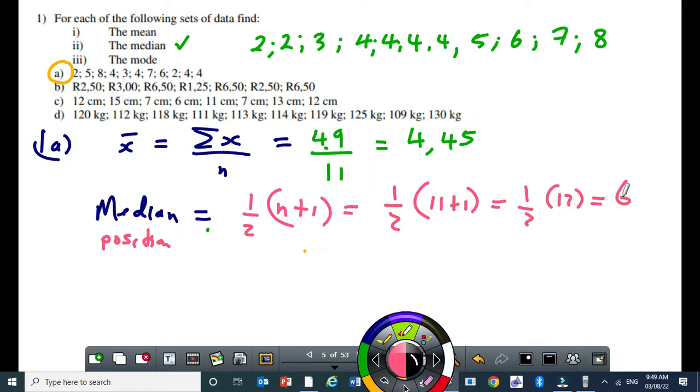So I count here 1, 2, 3, 4, 5, 6. Fortunately, my median is a 4, but there are other values that are also 4s. So in this case it's very straightforward. Yes, the median is a 4. The median is not 6. 6 is the position of the median in the data set. Are you following that?